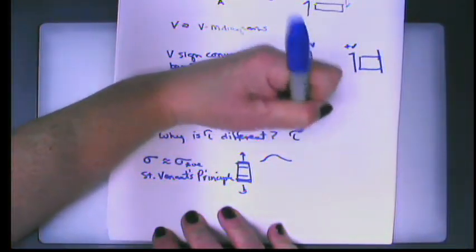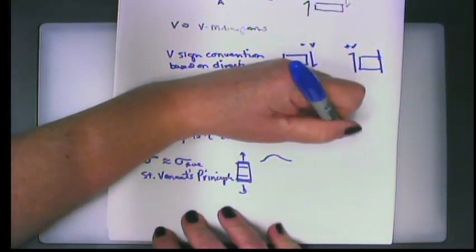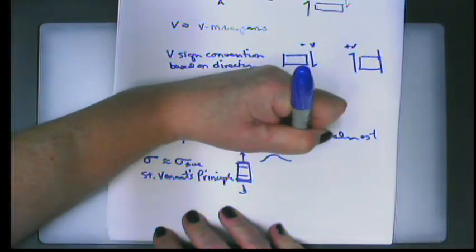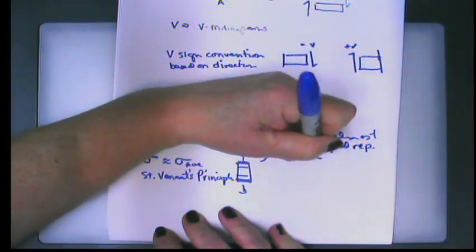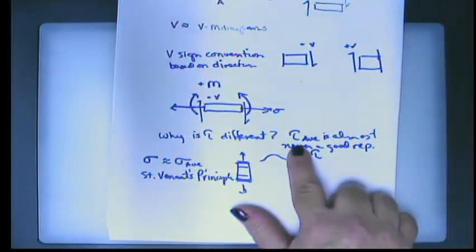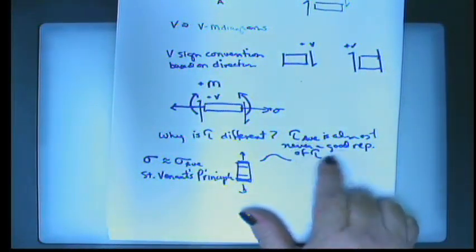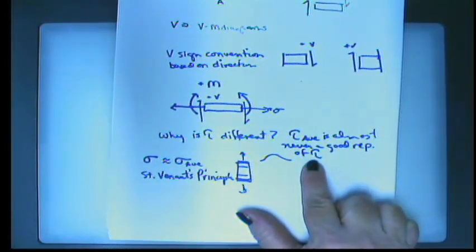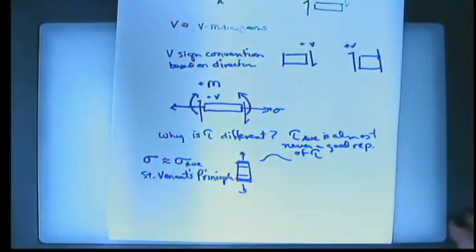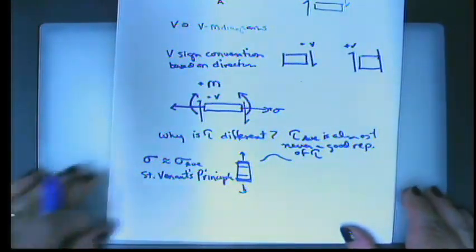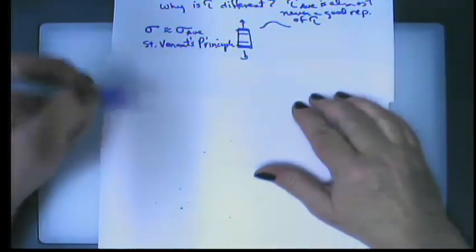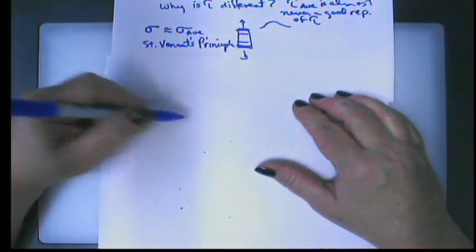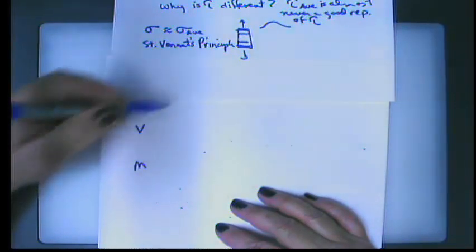However, tau average is almost never a good representation of tau. And so the issue is we don't really want to design for tau average. We want to design for what the actual shearing stress is. And ultimately, we want to make sure that our structural member does not collapse under its own weight, so to speak, because once it breaks, it breaks.